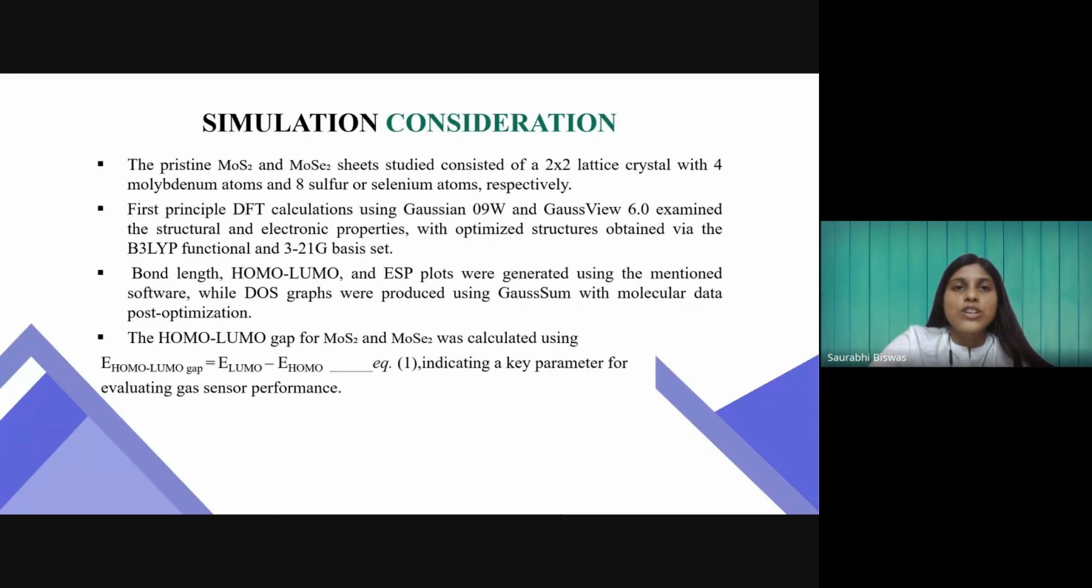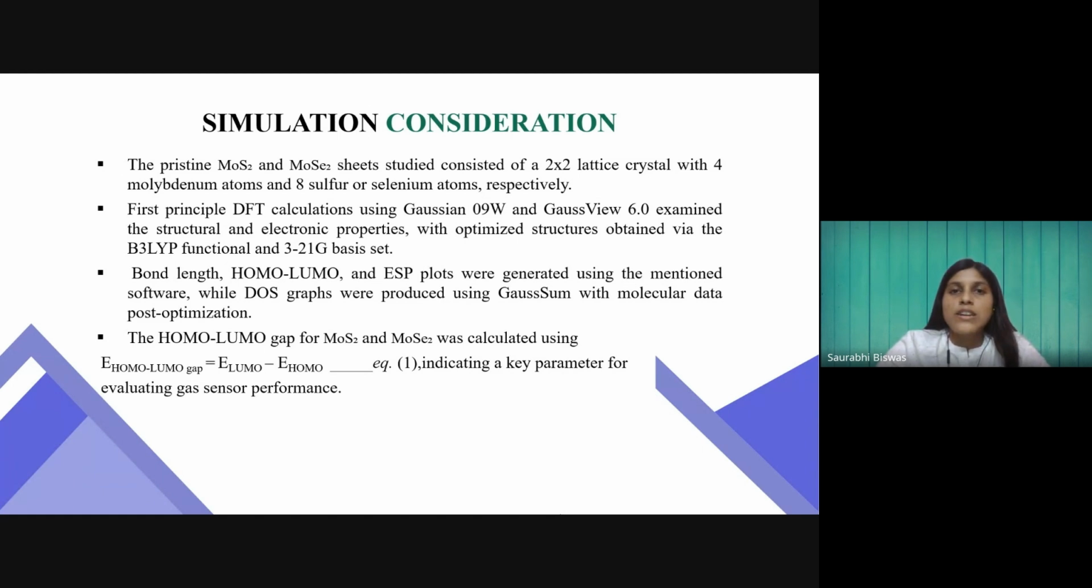So then comes the simulation considerations. So here I have considered pristine sheets of MoS2 and MoSe2. I have considered a 2x2 lattice crystal of them with 8 sulfur or selenium atoms and 4 molybdenum atoms respectively. So first, the first principle DFT calculations have been carried out using the software as already mentioned, and I have used the B3LYP functional and 3-21G as the basis set. So from there, I have calculated the bond length, HOMO-LUMO, and the ESP plots using the Gaussian and the GaussView. But I have calculated the DOS or the density of states spectrum using the Gaussian software.